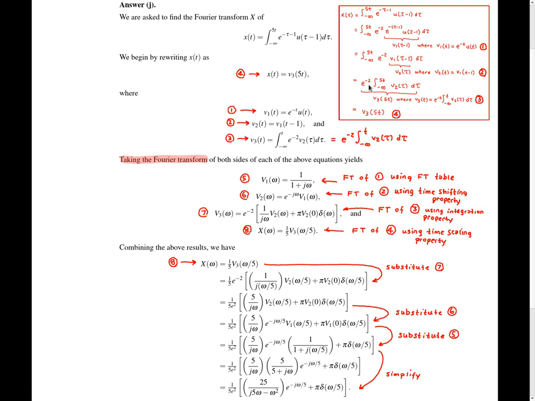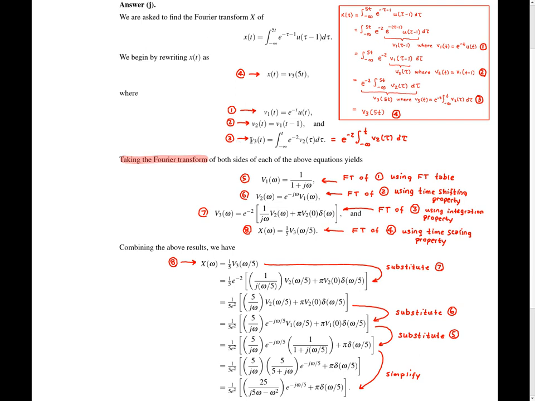So equation 4 is essentially x of t on the left-hand side equal to v3 of 5t on the right-hand side. Effectively, I've taken the original equation we were given in this problem, the one I've highlighted, and broken it down into 4 simpler equations, which are numbered here and repeated here, except written in a slightly different order: equation 4, and then 1, 2, and 3. The next step in the solution is to take the Fourier transform of each one of these equations.